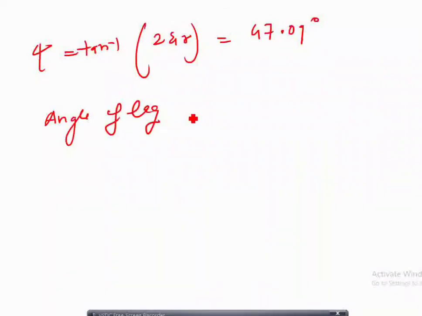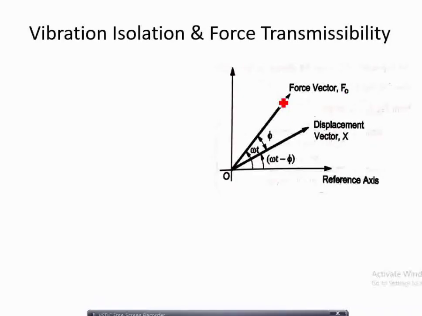So finally they have asked you to calculate the angle of lag. Means what? The angle by which the transmitted force vector Ft lags the force vector F0. Means what? It is nothing but phi minus alpha. So phi minus alpha is nothing but 123.10 degree. So this is how we have to solve the problem based on vibration isolation and force transmissibility. Okay.